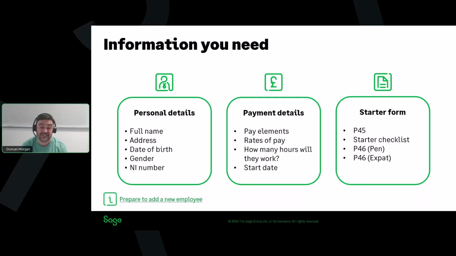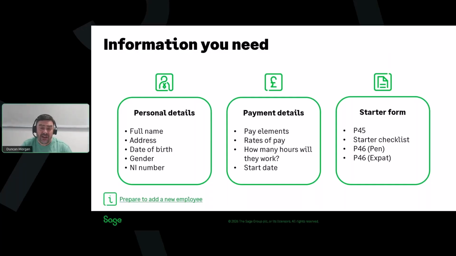If the employee doesn't have a P45, you should get them to complete the starter checklist, which was previously known as a P46. And a couple of other starter forms that can be used in specific circumstances are the P46 pen, which is when you're taking on an employee who is being paid their pension through a PAYE scheme, and P46 expat, which is for employees that are seconded to work in the UK. But today we're going to focus on by far the most common forms, the P45 and the starter checklist.